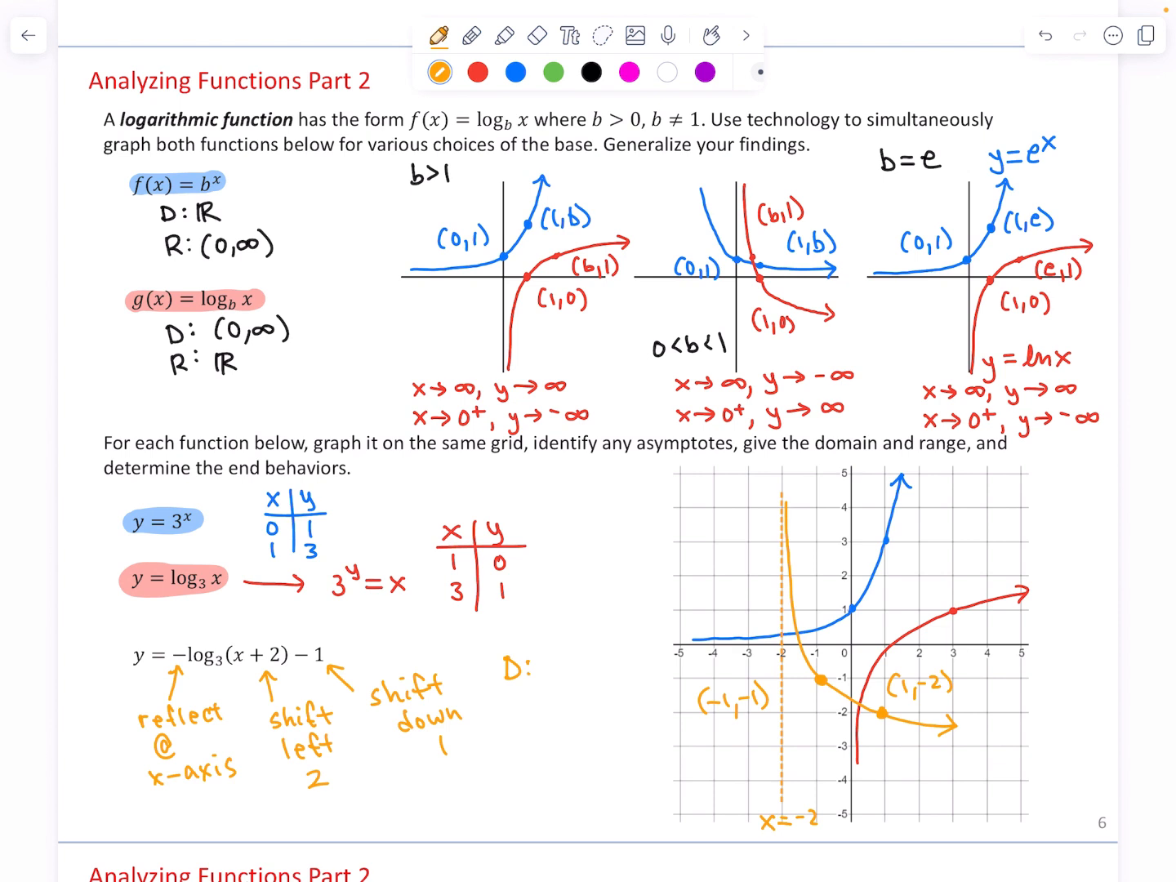So the domain of the orange graph is going to be x must be more than negative 2, or you can say negative 2 to infinity. The range will be all real numbers. Even though the graph flattens out as we go to the right, the y-coordinates will drop to negative infinity eventually.